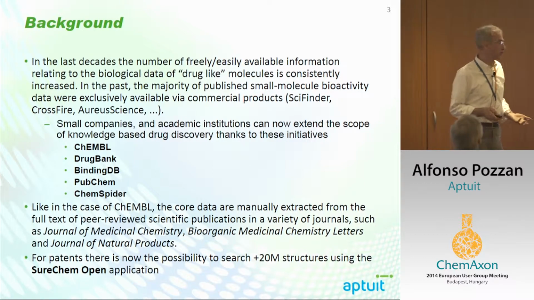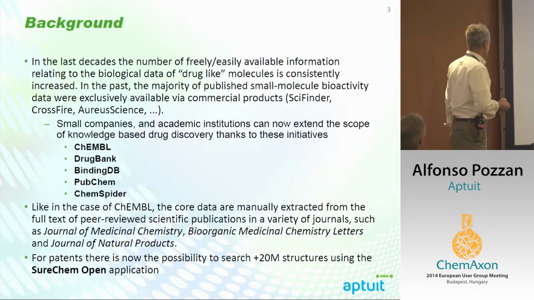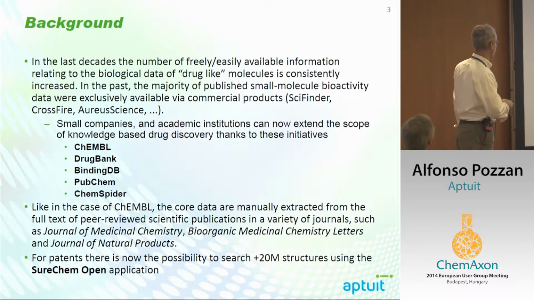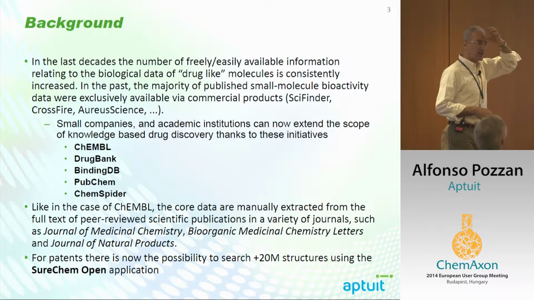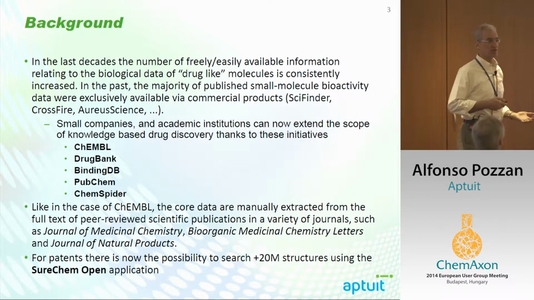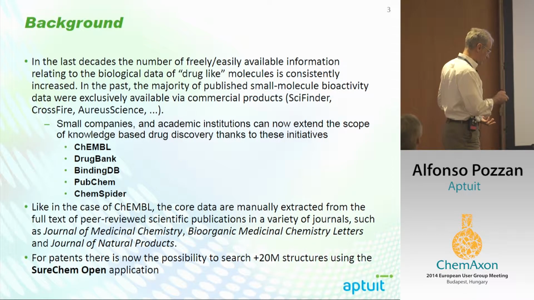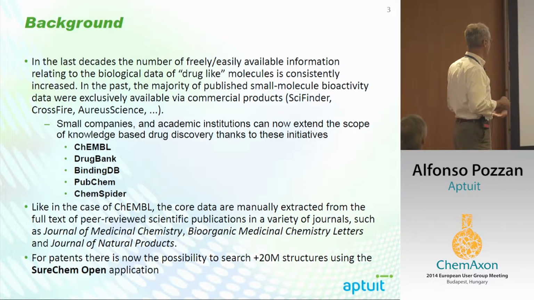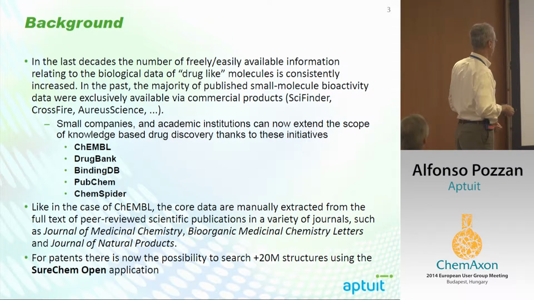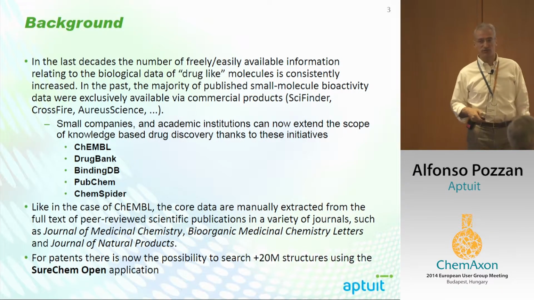So, of course, to be also cost effective, you have to explore sources of data for structures that are available for free. Just to mention, for example, the ChEMBL project, DrugBank, BindingDB, PubChem or ChemSpider are all sources of publicly available structures, sometimes structures related to data, like ChEMBL. But of course, there are also a lot of products that are commercially available, like Crossfire or Arius Science, that provide a lot of data linked to structures.